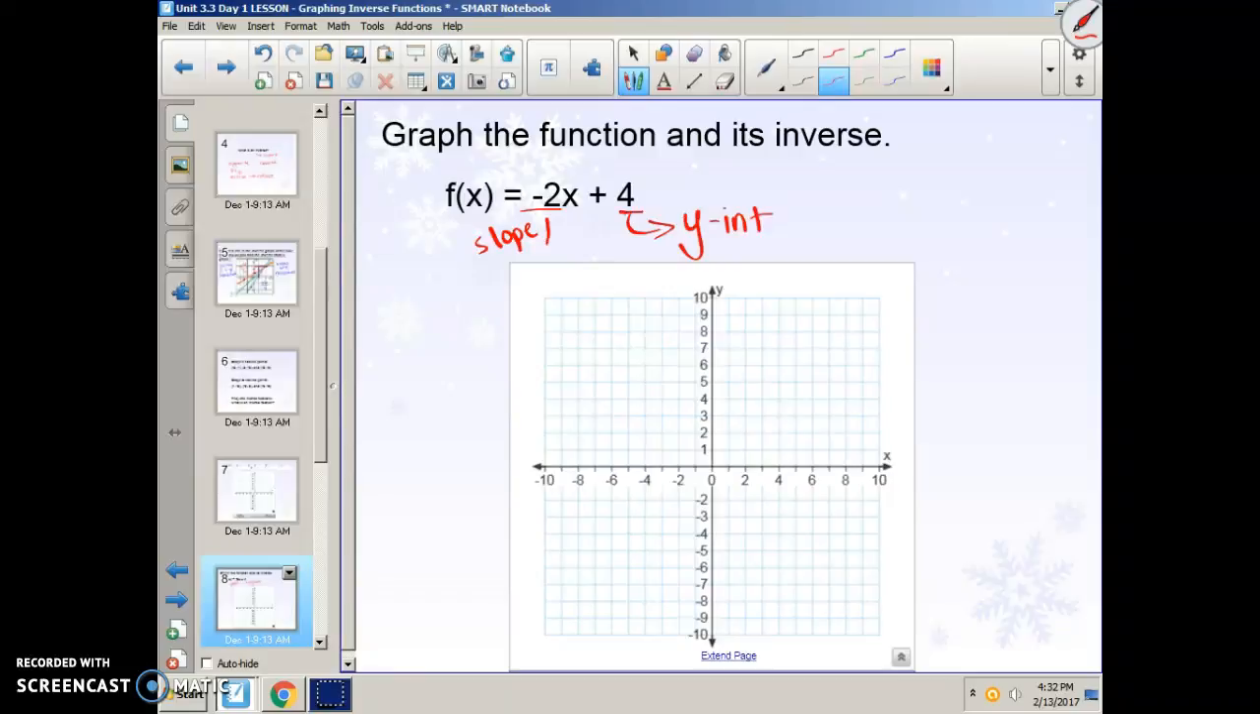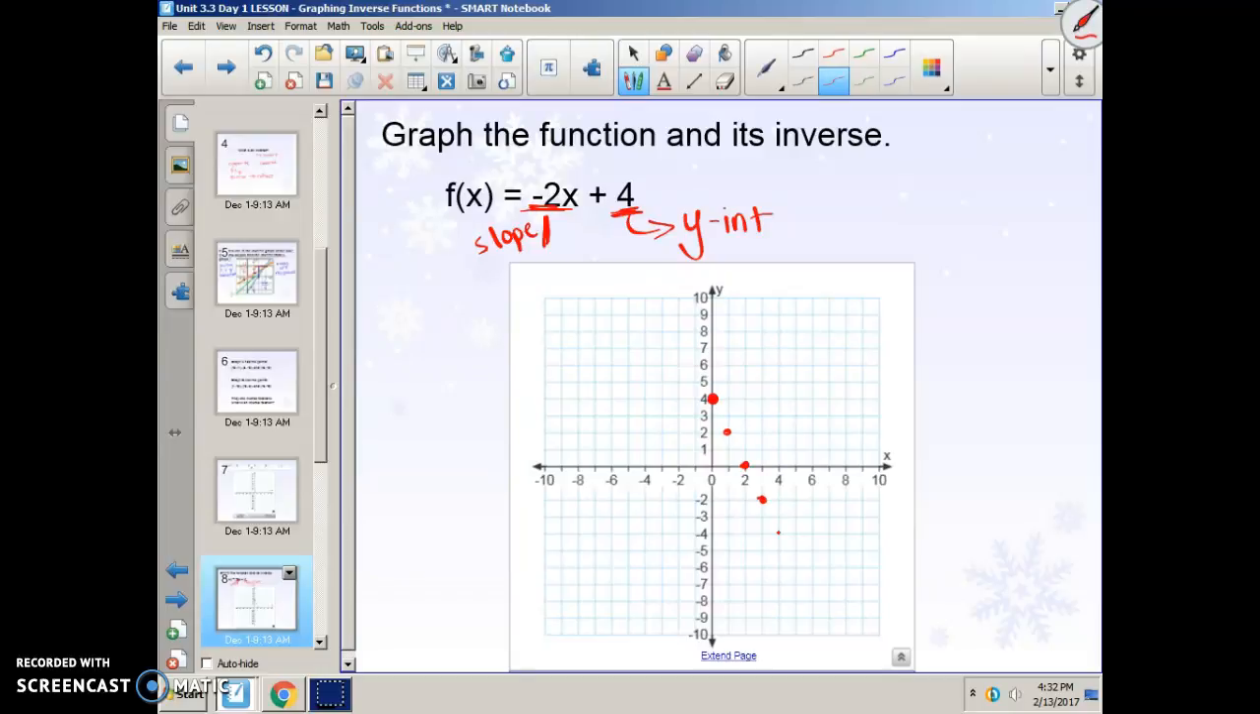Okay, this is your starting number. You always start with the number that's without the x. So go up to 4, put a dot. That's your y-intercept. Okay, and then you take your slope and you go down from there. So you go down 2, negative means go down, and right 1, not just over. Down 2, right 1. Down 2, right 1.